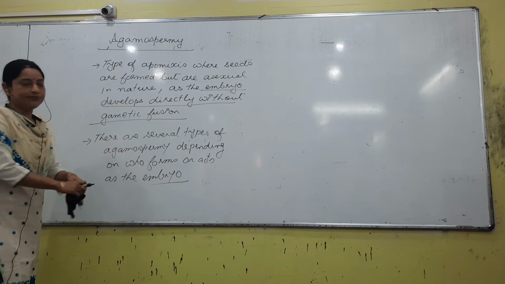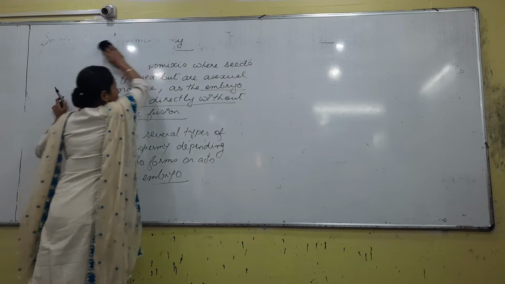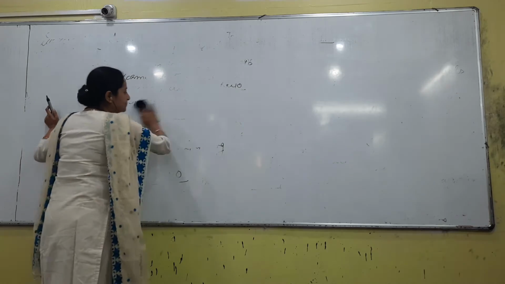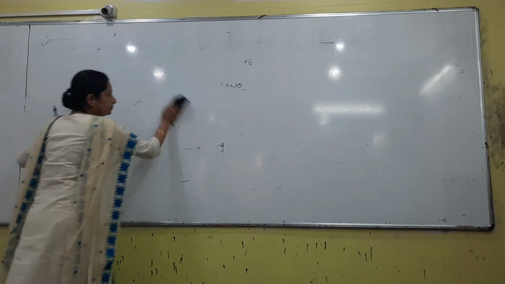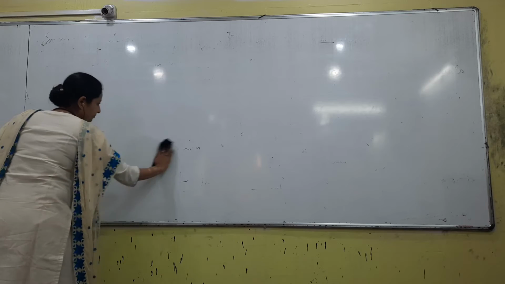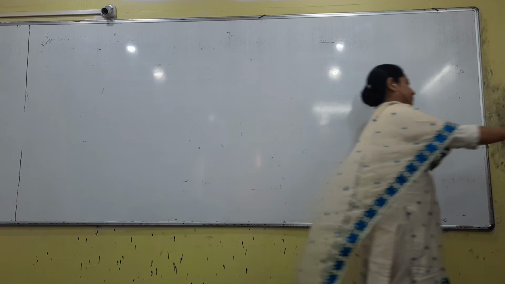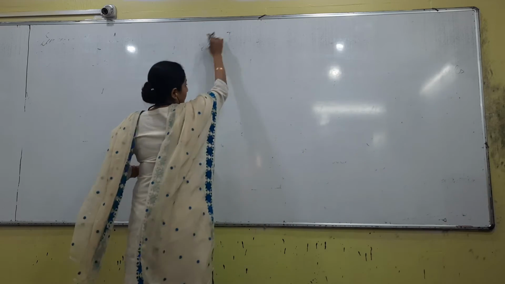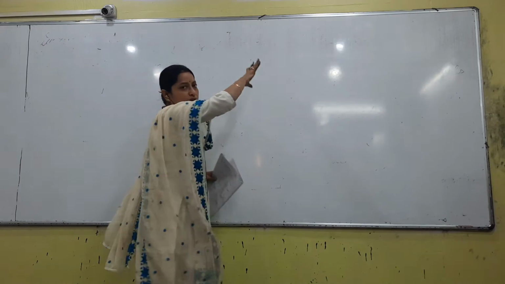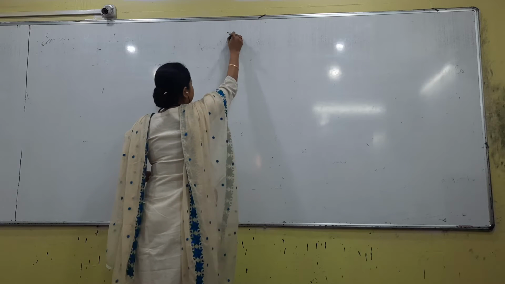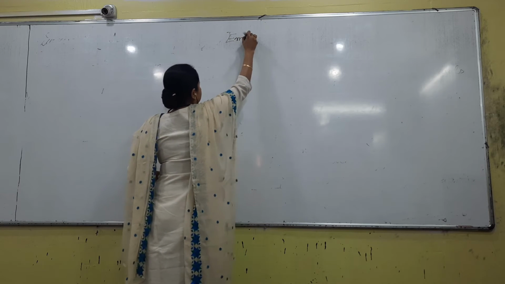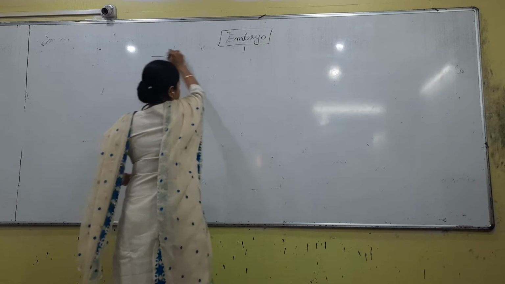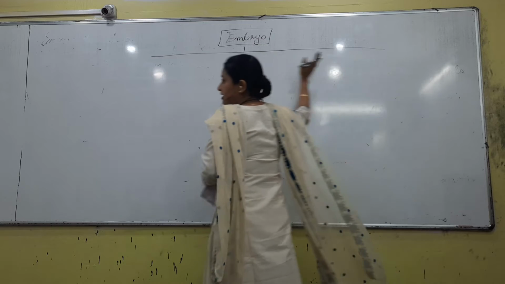Can I rub this part? Okay, the next part is, depending on who forms the embryo, we have different types. So I will write this. It will be in chart form, okay? You can write it in chart form, or you can write individually also, it doesn't matter. We'll have 4 sections.